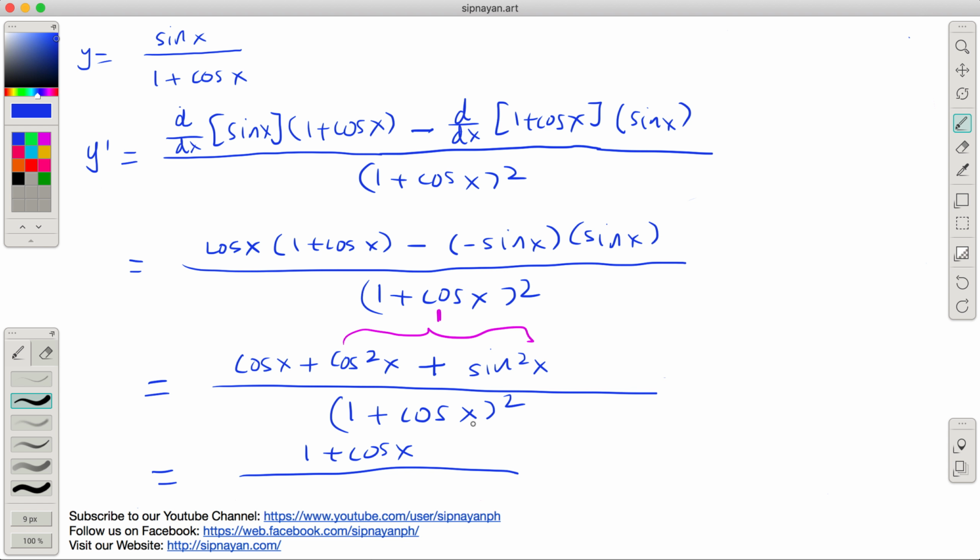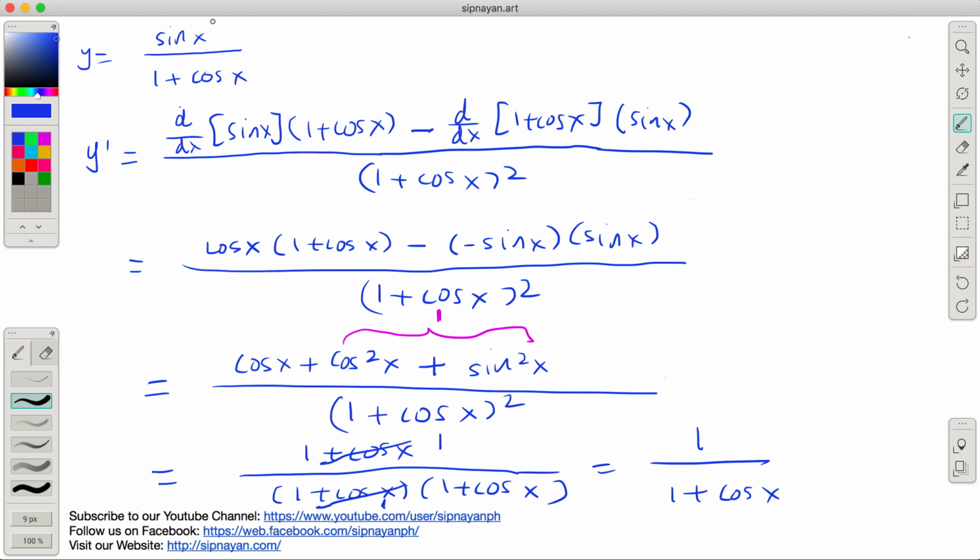Pero ano ibig sabihin ng 1 plus cosine x quantity squared? Di ba 1 plus cosine x times 1 plus cosine x? Di ba ganyan? This one is equal to this one. But here, we can cancel out 1 plus cosine x. Pag dinivide ko siya sa 1 plus cosine x, magiging 1 yan. So, cancel, magiging 1 yung numerator natin. Kaya magiging sagot natin dyan is 1 over 1 plus cosine x.